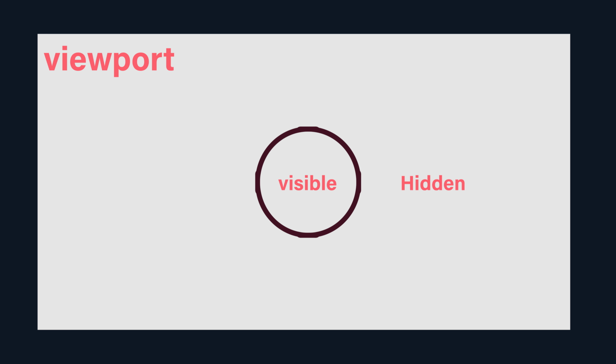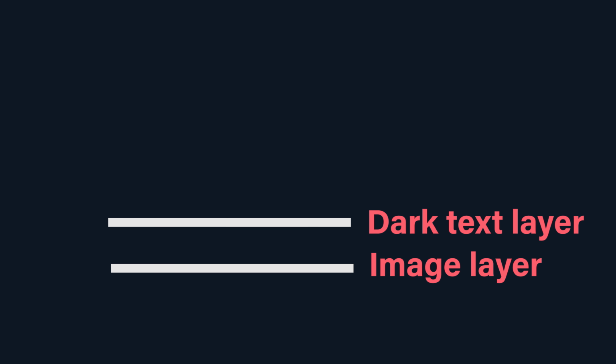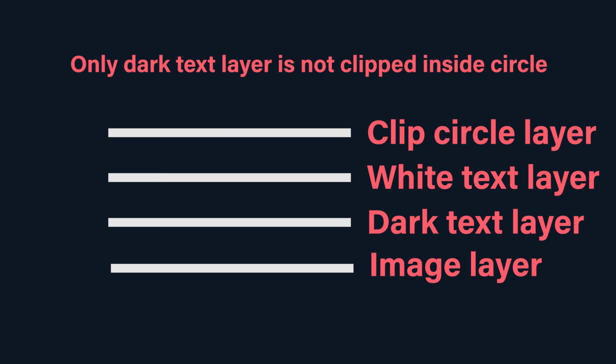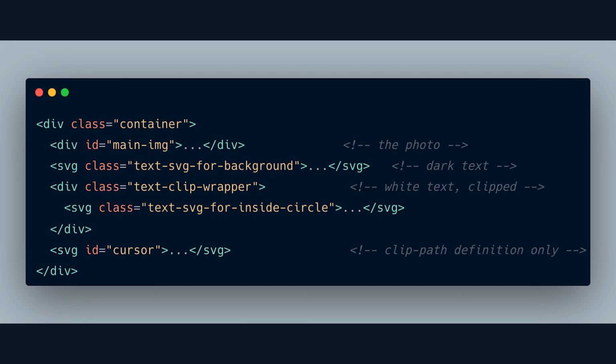Before writing any code, let's talk concept. We need a shape, a circle that acts as a window. Anything inside is visible, everything outside is hidden. In CSS, that's exactly what clip-path does. To get multiple effects from one circle, I layered things. A dark version of my text sits underneath everything, and a white version of the same text sits on top, clipped inside the same circle. Wherever the circle is, you see the white text. Everywhere else, dark text.